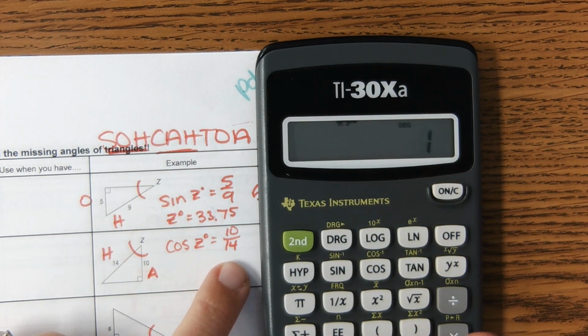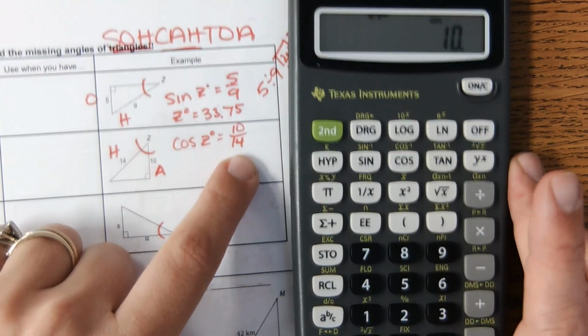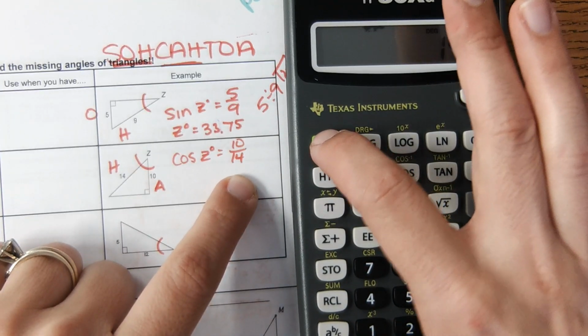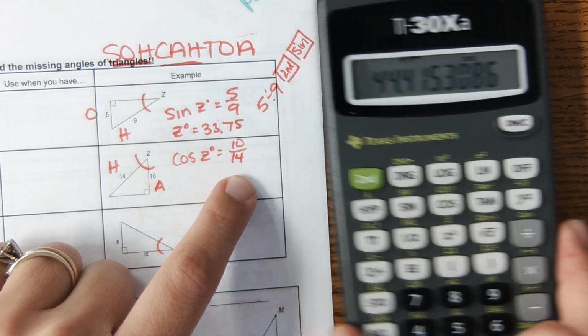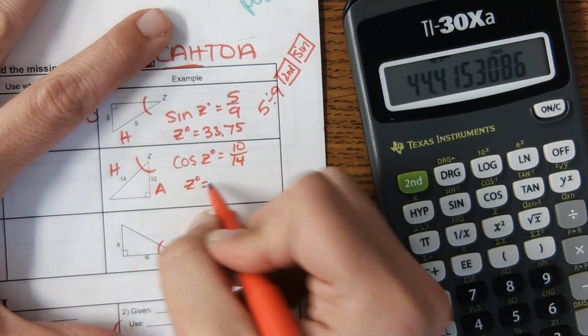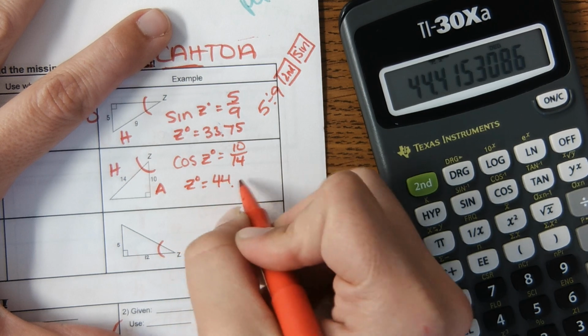So again, 10 divided by 14, and then second cosine, 44.42. So z degrees equals 44.42.